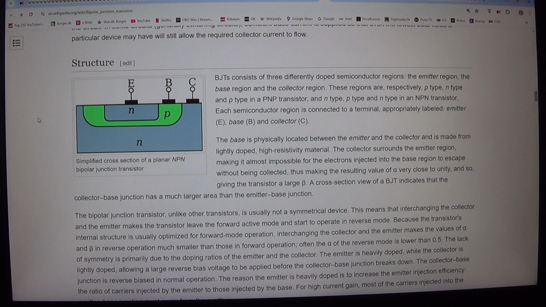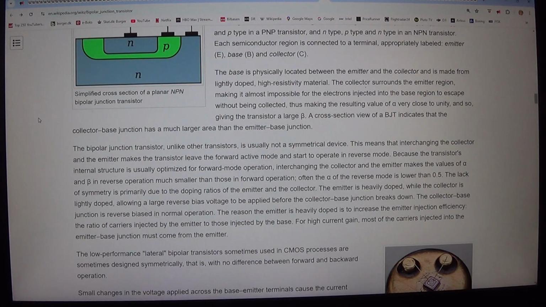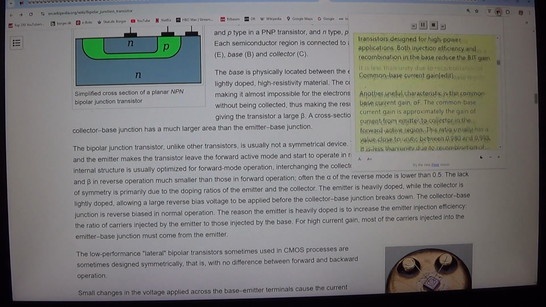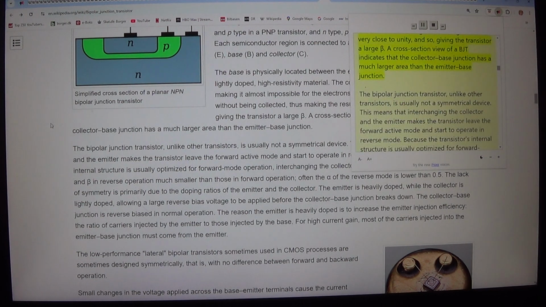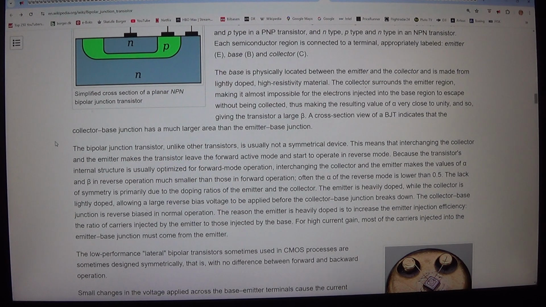The base is physically located between the emitter and the collector and is made from lightly doped, high-resistivity material. The collector surrounds the emitter region, making it almost impossible for the electrons injected into the base region to escape without being collected, thus making the resulting value of alpha very close to unity, and so giving the transistor a large beta.